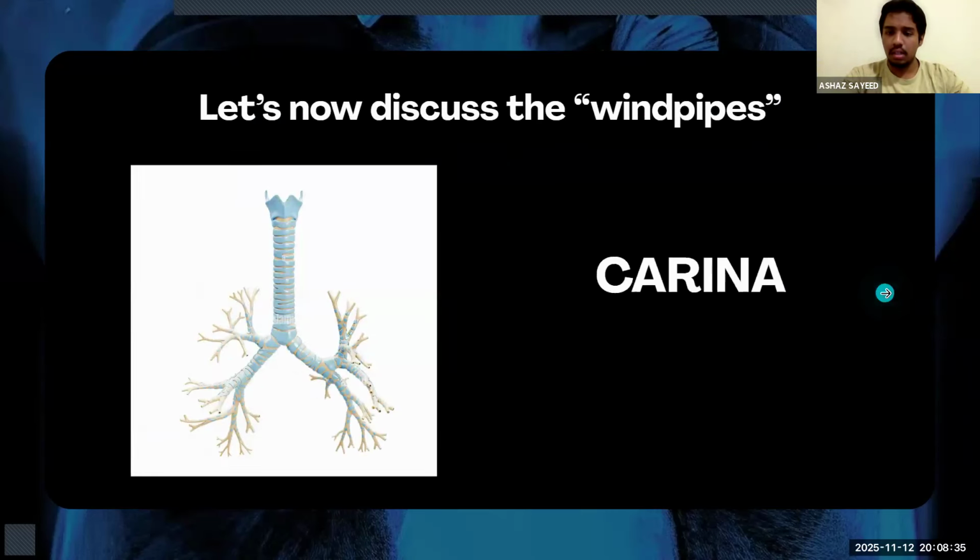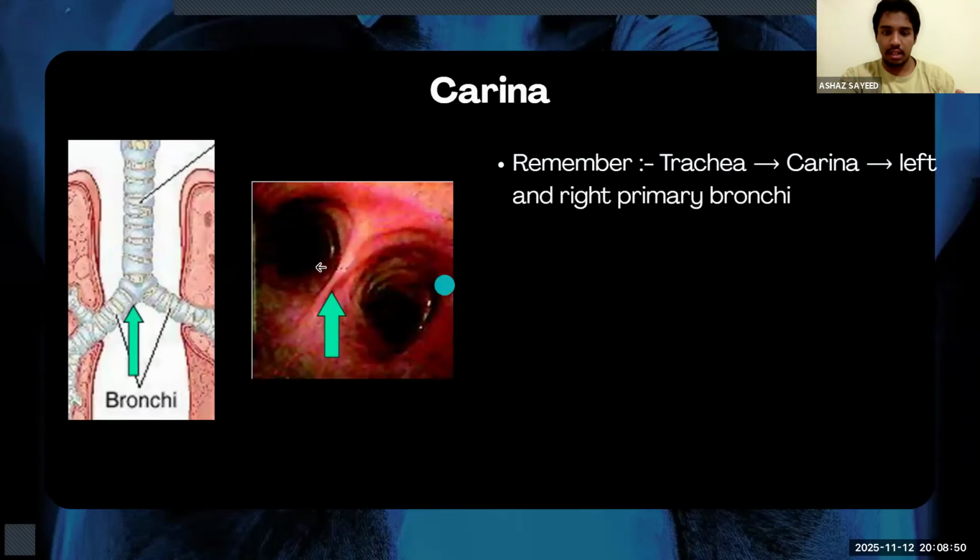Now, let's talk about the carina. The carina is just below the trachea. So you have the trachea and then you have the carina. After the carina, you're going to have your bronchi. When you check the carina with a camera, it's going to look like this. These holes which you see right here are the right and the left primary bronchi. And the carina itself is this flat wall-like ridge. Again, trachea, then the carina, and then the left and the right primary bronchi.